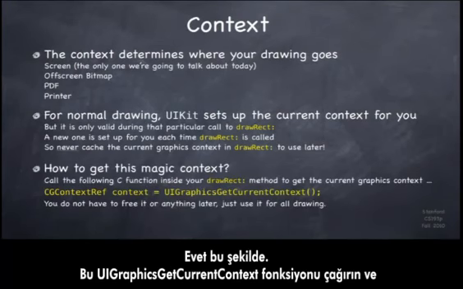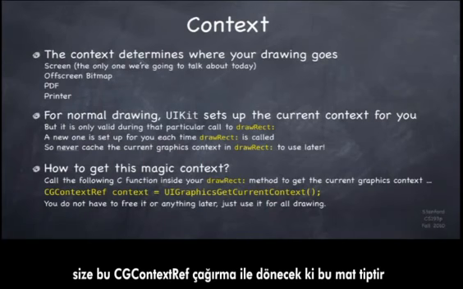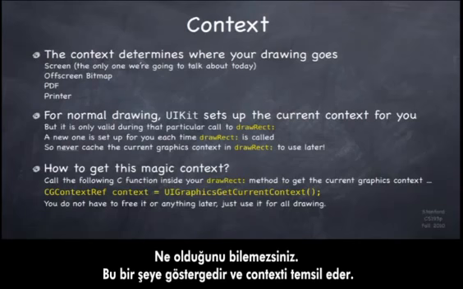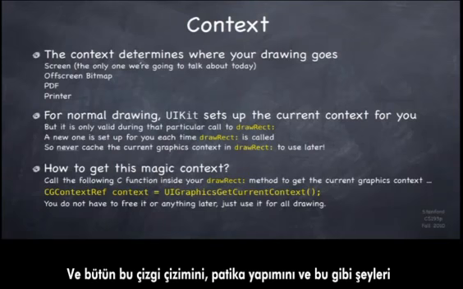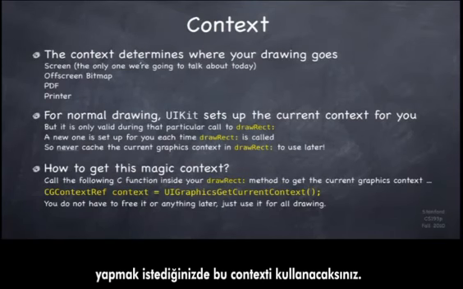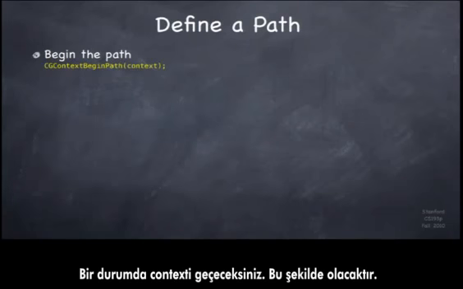And this is how. You call this function UIGraphicsGetCurrentContext. And it will return to you this thing called a CGContextRef, which is just this opaque type. You don't know what it is. It's a pointer to something. And it represents the context. And then you just use that context when you want to do all this line drawing and path building and stuff like that. You pass the context as an argument. So this is how you do that.